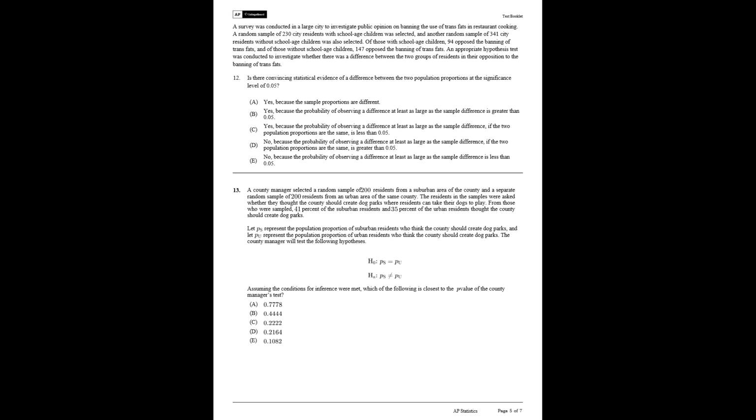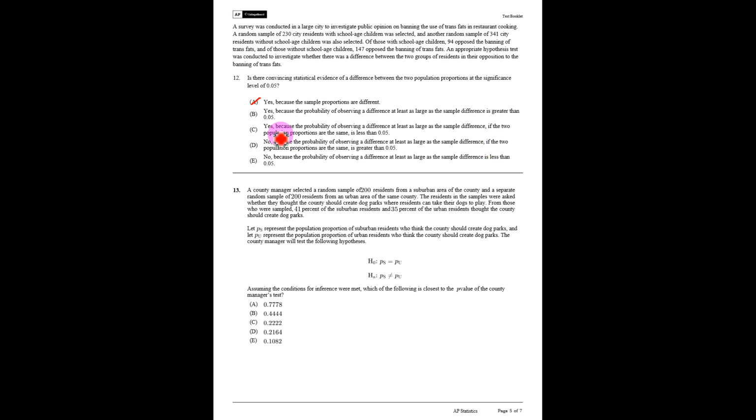An appropriate hypothesis test was conducted to investigate whether there was a difference between the two groups of residents in their opposition to banning trans fats. Is there convincing statistical evidence of a difference between the two population proportions at the significance level of 0.05? This is one of those ones where we can start ruling some stuff out. A doesn't make any sense. B: yes, because the probability of observing a difference at least as large as the sample difference is greater than that.